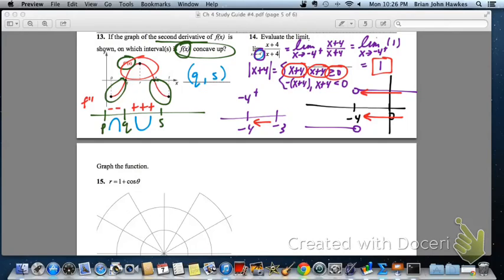Whereas if we were trying to find the limit as x approaches -4 from the left, we would say the limit is -1. Okay, so 1 is the answer, and that takes care of numbers 13 and 14. And I'll see you in class.